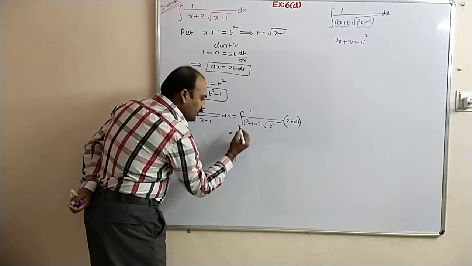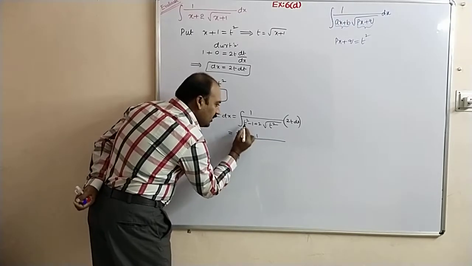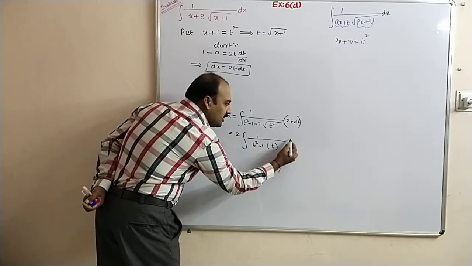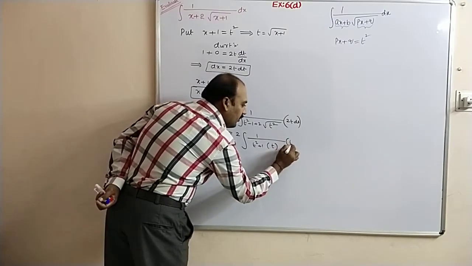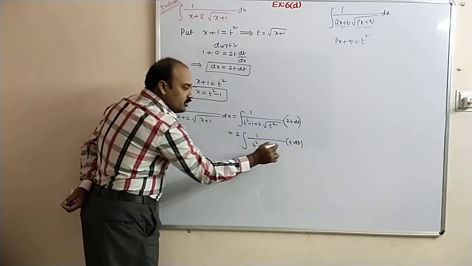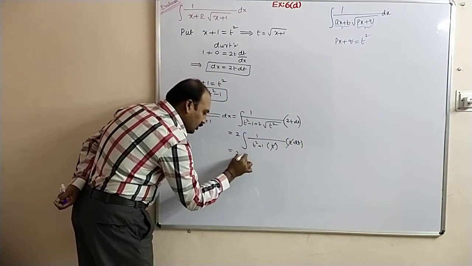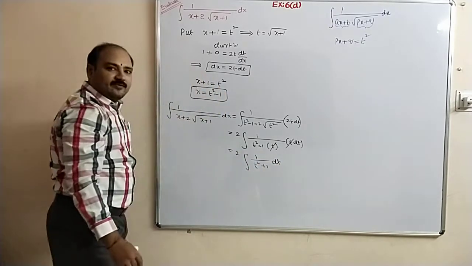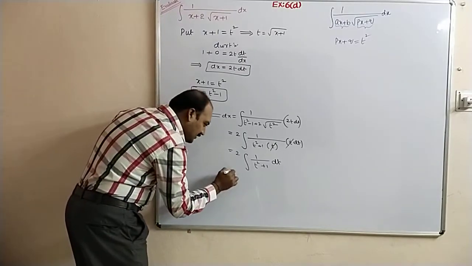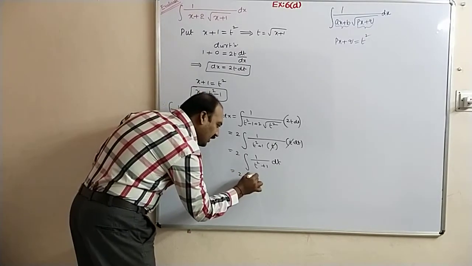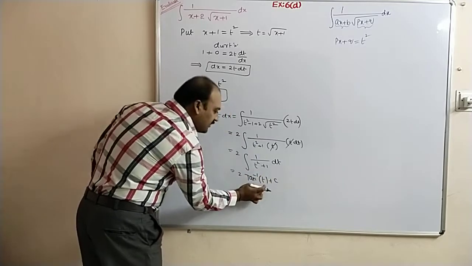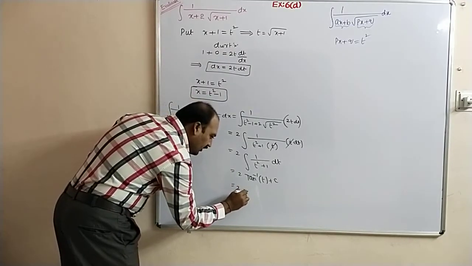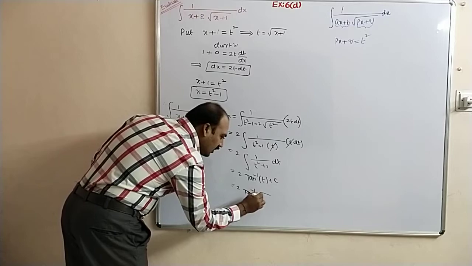Which is equal to 2, the constant we can take outside, the integral of 1 by t square plus 1 into root t square, which means t, into t dt. Because I have already taken 2 outside, here t gets cancelled. So 2 into the integral of 1 by t square plus 1 into dt. It is in the form of the integral of 1 by x square plus 1, which is tan inverse x. So 2 into tan inverse of t plus c. In place of t we have to write root x plus 1. That is equal to 2 into tan inverse of root x plus 1 plus c.